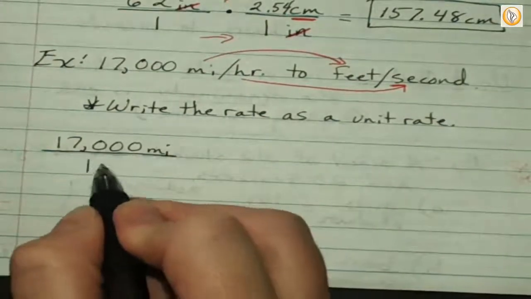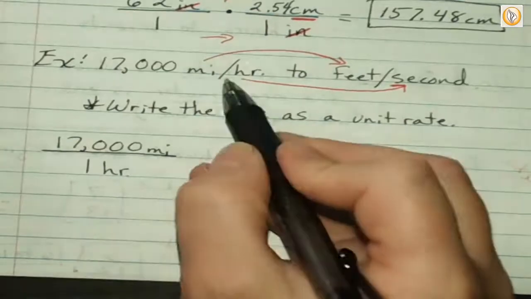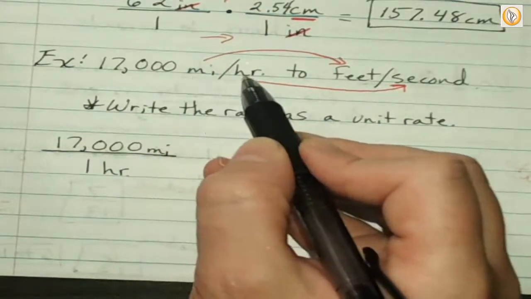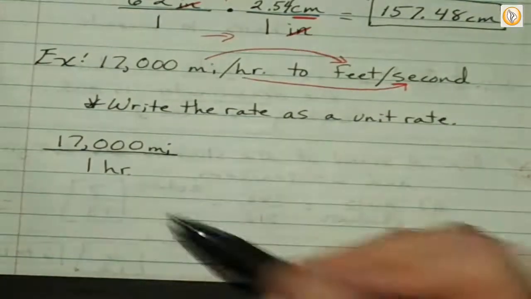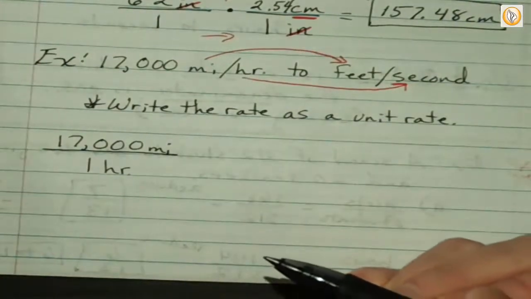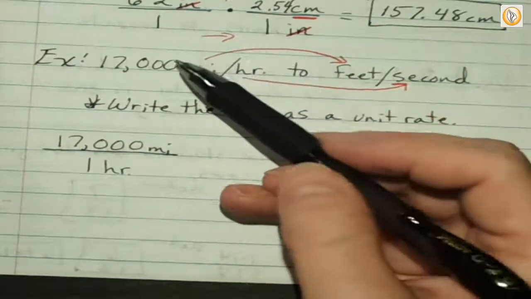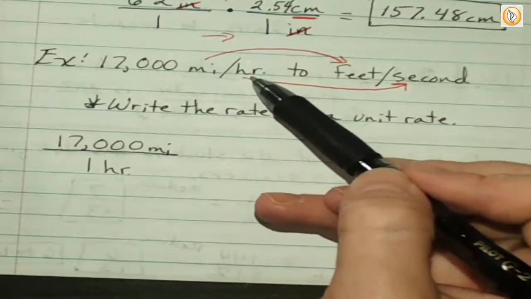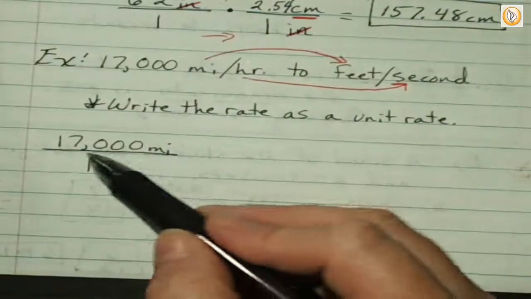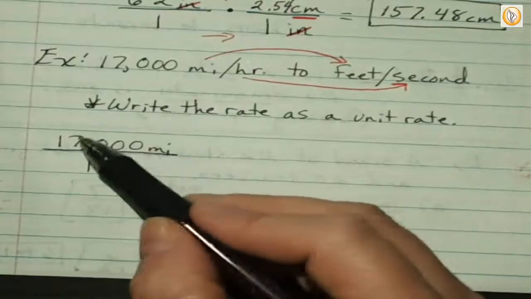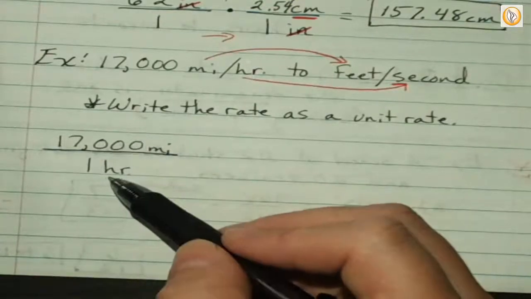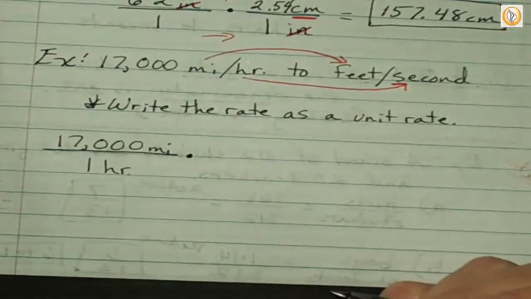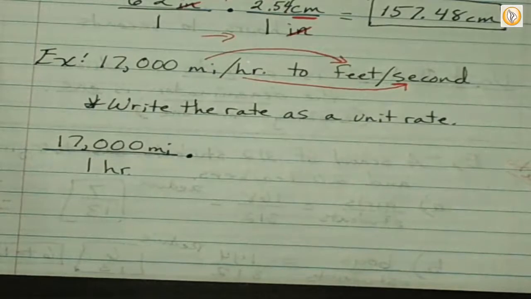for 1 hour. Because that's what per means, right? So 17,000 miles per 1 hour. Does everyone see what I wrote? Look at it. 17,000 miles per hour. That means for 1 hour. So I have it written as a unit rate. 17,000 miles over 1 hour. Does everyone understand how I wrote that down? Make sure your notes are good.